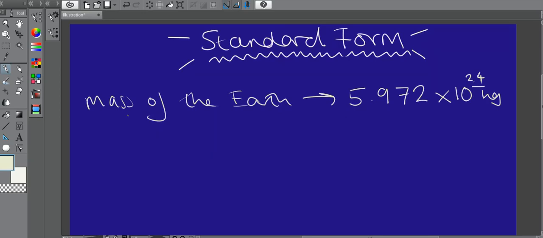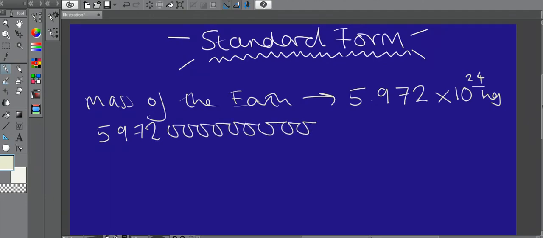So if I write this number out in full, what I'd actually write is 5972, 1, 2, 3, 4, 5, 6, 7, 8, 9, 10. I'd end up writing 21 zeros here. So now that number looks pretty horrendous. And really, who's got time to sit there writing out all these zeros? Not me. So this is why standard form is pretty useful.